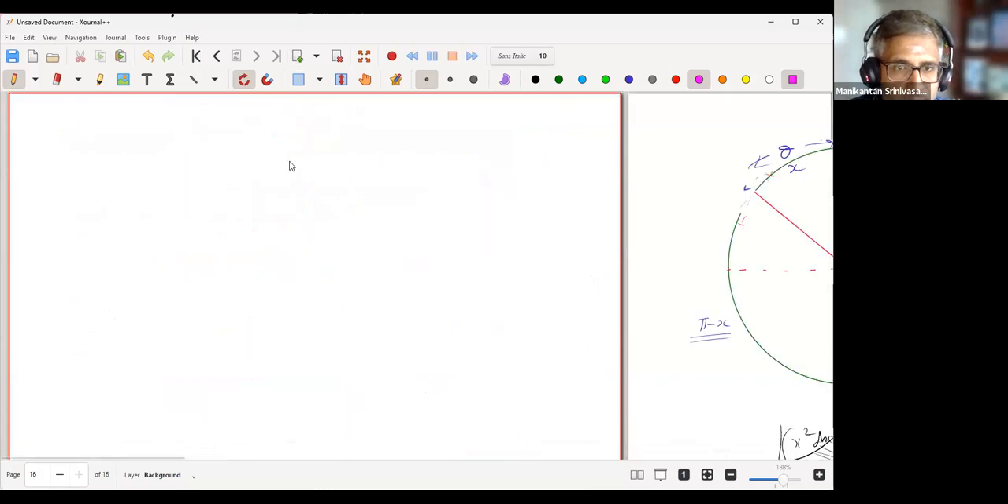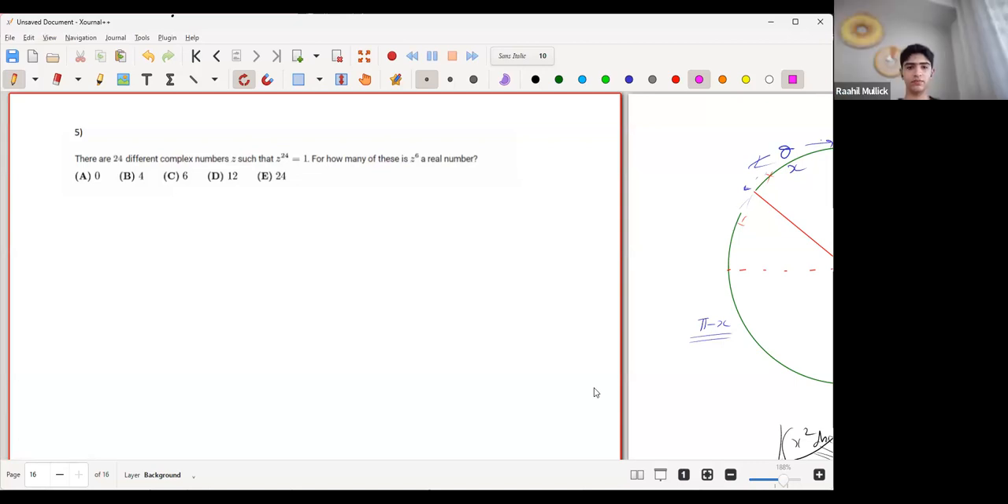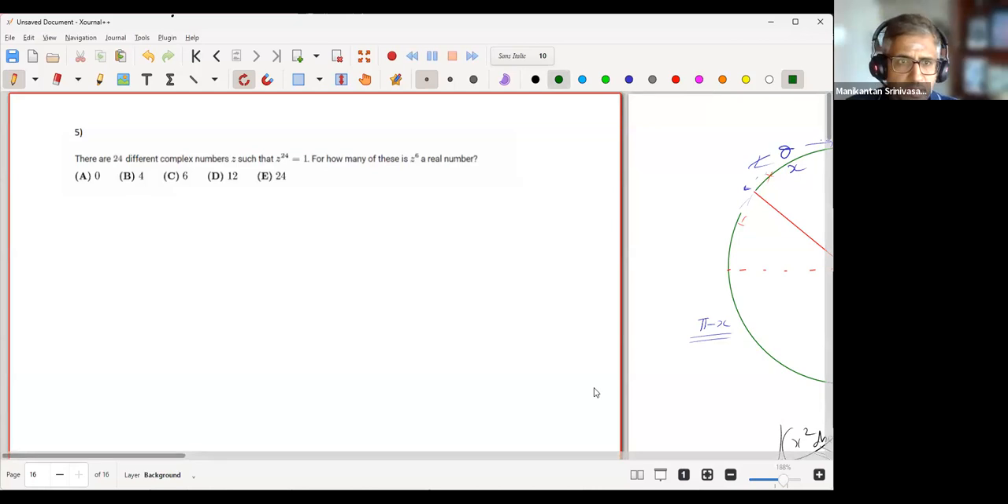Okay, that was question 3. Let's skip question 4. It's a bit of a tedious question. Let's come back later. Question 5, complex numbers. This one should be fairly easy, right? Rahul, did you have time for this? Yes, I got this. Okay, what did you get, Rahul? 12. Okay, any other? Get the same answer? 12? Same answer. I got the same, 12.